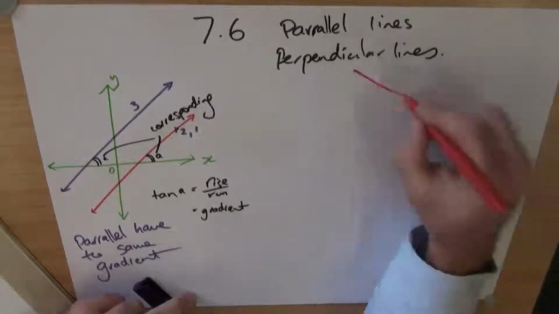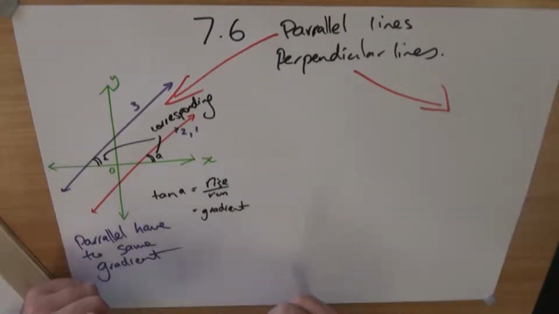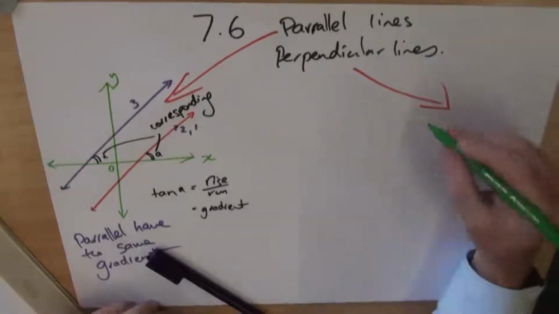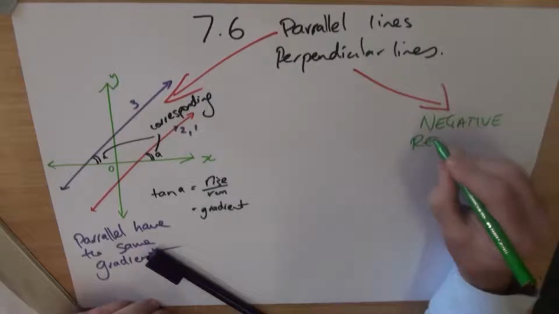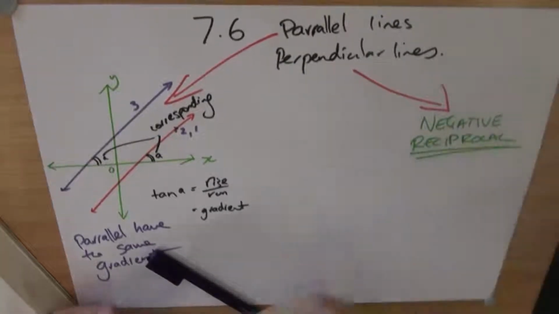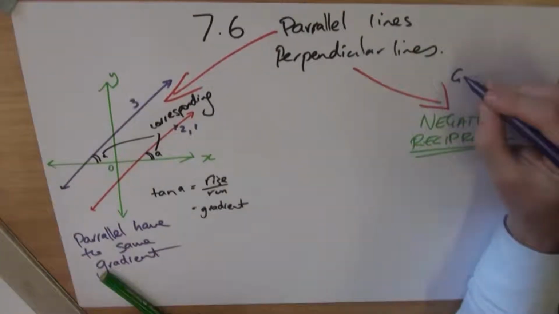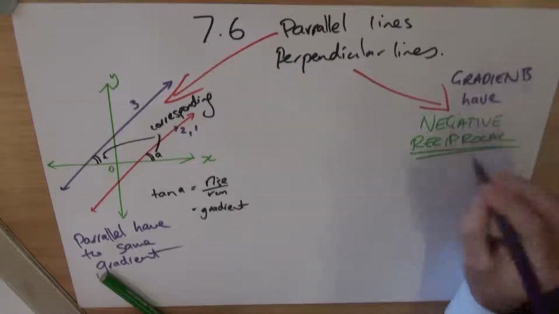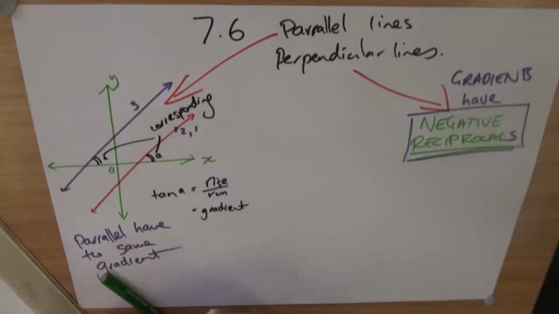Perpendicular lines are a little bit more difficult because for perpendicular lines, the gradient is not the same, but it's actually the negative reciprocal. Okay? Reciprocal. The negative reciprocal is the gradients, okay? Let's write that in. Gradients have negative reciprocals, okay, in perpendicular lines.